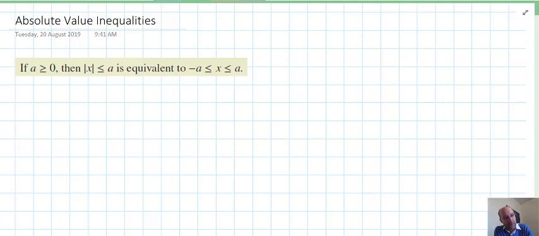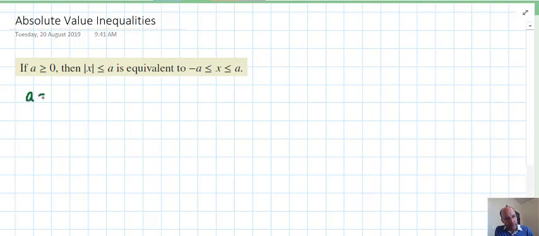then the absolute value of x is less than or equal to a, which is equivalent to negative a is less than or equal to x, which is less than or equal to a. Now that might be a little bit hard to comprehend on its own. So let's look at an example. Let's say a is 2.